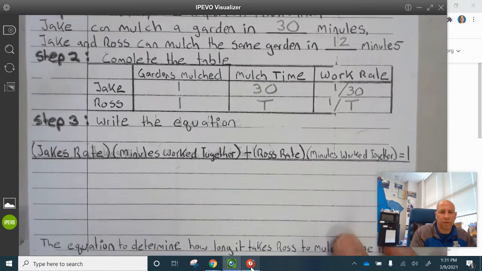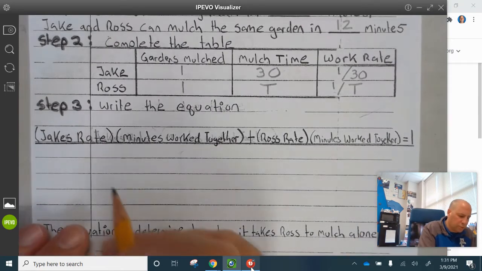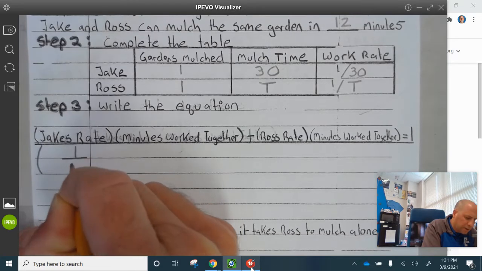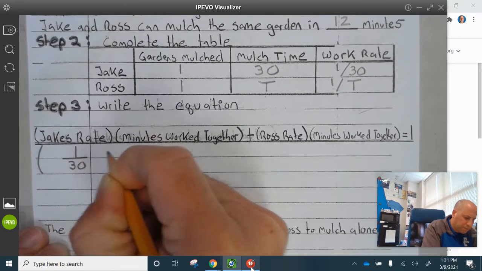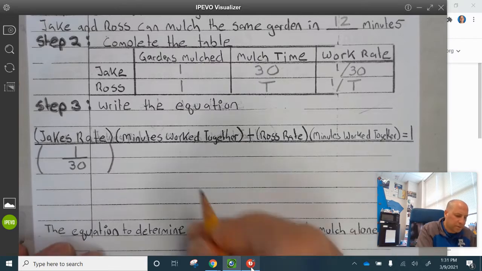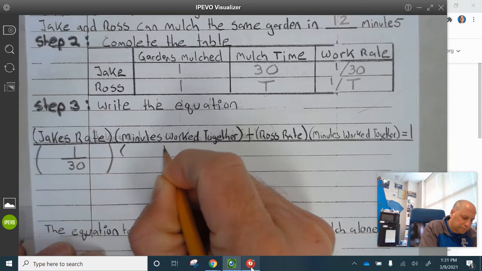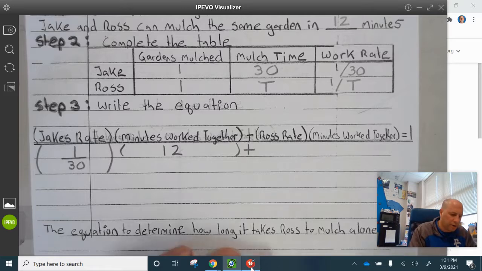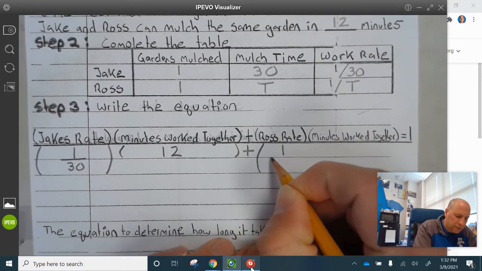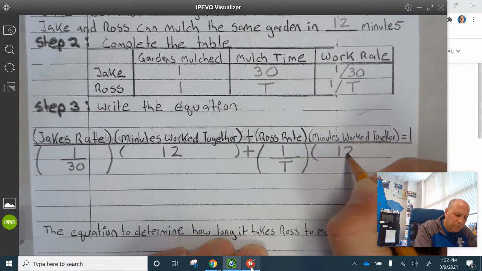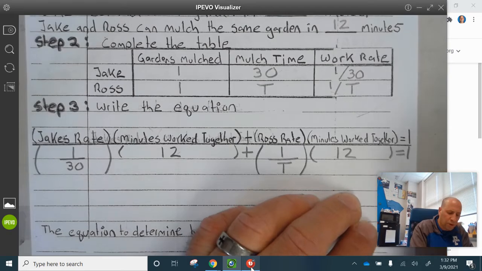Okay, so now we're going to write the equation. So Jake's rate, which is 1 divided by 30, times minutes worked together, which is 12, plus Ross's rate, which is 1 divided by t, times minutes worked together, which is 12, equals 1.